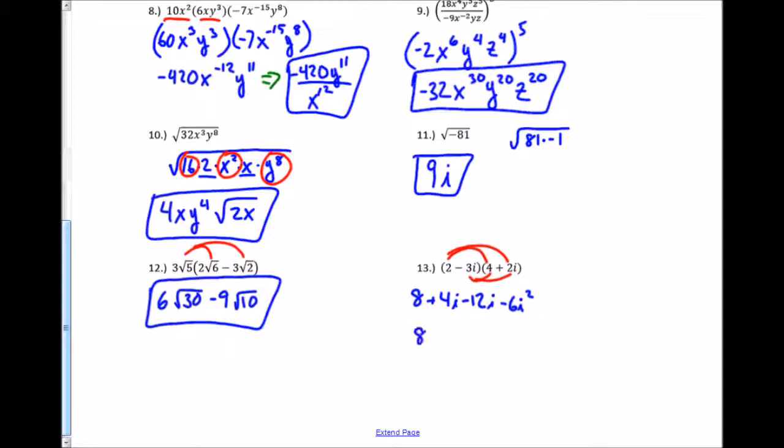And now I simplify. That's going to give me a negative 8i in the middle when I combine those like terms. But then over here, the i squared is actually a negative 1. So what I really have is 8 minus 8i plus 6, which means I have more like terms to combine. So I do 14 minus 8i. And that's it.